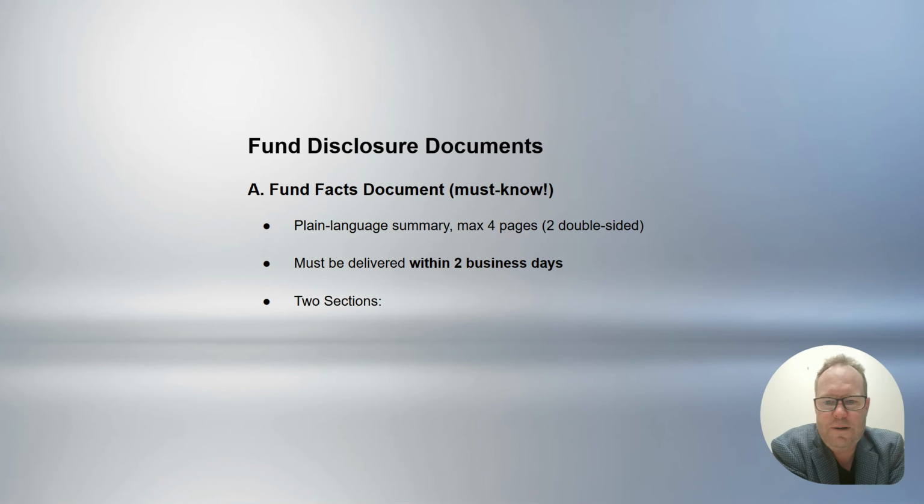So, disclosure. There are disclosure documents that, if you are selling a mutual fund to a client, have to be available and/or provided. The first is what we call the Fund Facts document. It is a plain language summary of the mutual fund, a maximum of 4 pages, double-sided, that must be delivered to a client who is purchasing this mutual fund within 2 business days, and it is made up of 2 different sections.